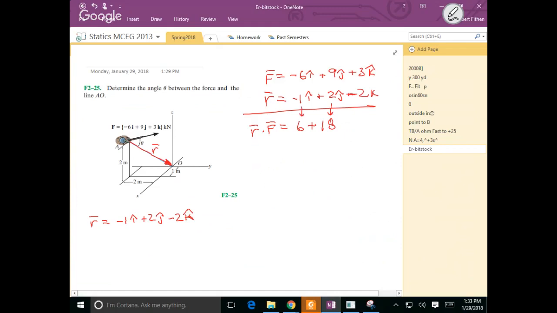This is a weird way of doing it. 3 and 2, but I'm doing it like that, gives me minus 6. So I get 18. Now I want to find the length of F and the length of R.